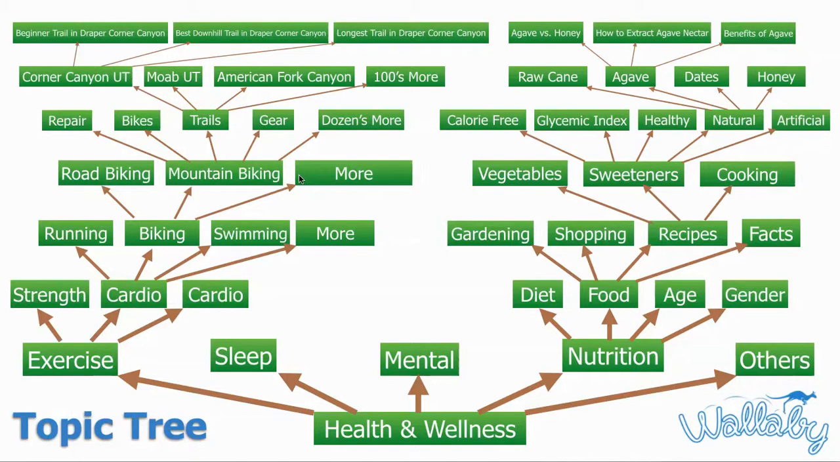And then what we need from you is simply to fill out the form, and having a topic tree would benefit you. The next time you fill out the topic brainstorm form, you'll be able to know, okay, I'm going to focus on Corner Canyon right now. And then in a couple of weeks, I'm going to focus on Moab, then American Fork, and then rock cane sugar, and then agave, and then dates, and then honey. So it could help you organize and put together a strategy. And so we're like, all right, let's do another topic brainstorm. You can open up your topic tree.